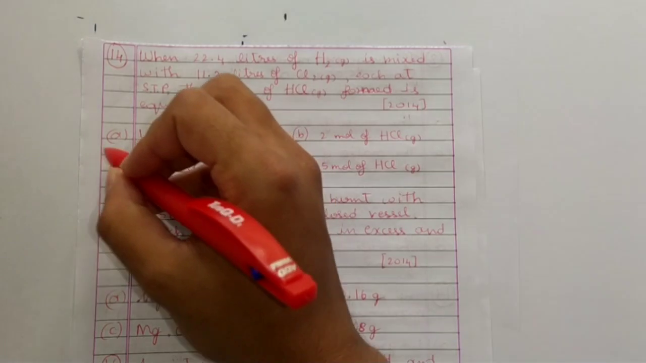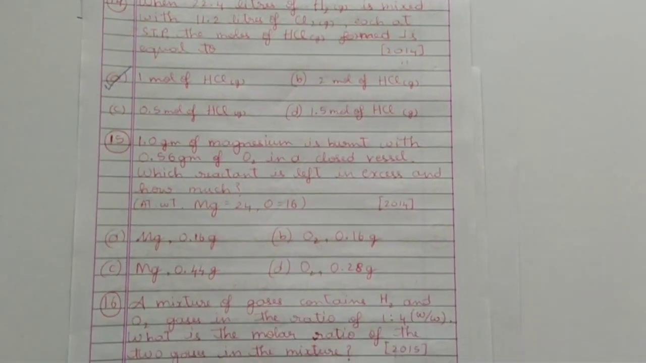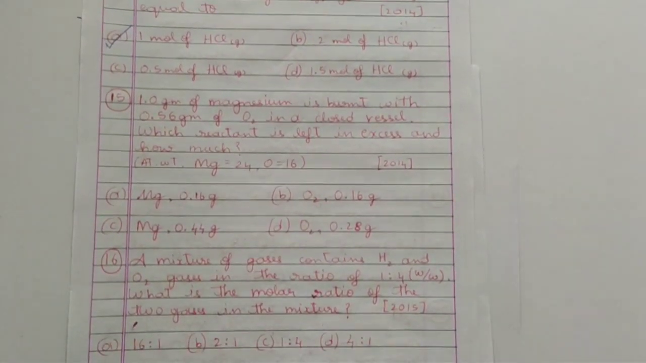Option A. 15. 1 gram of magnesium is burnt with 0.56 gram of O2 in a closed vessel. Which reactant is left in excess and how much? Atomic weight of magnesium is 24 and oxygen is 16.